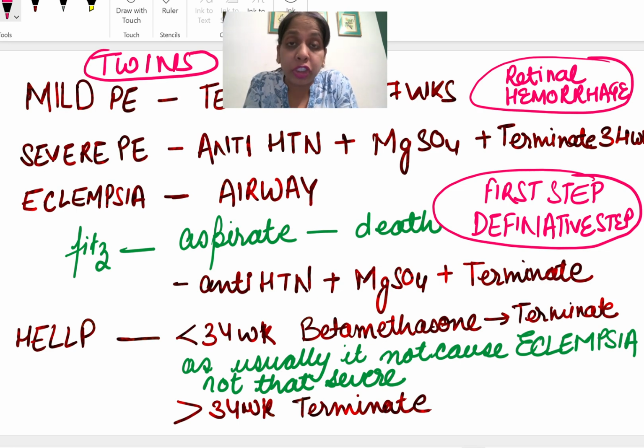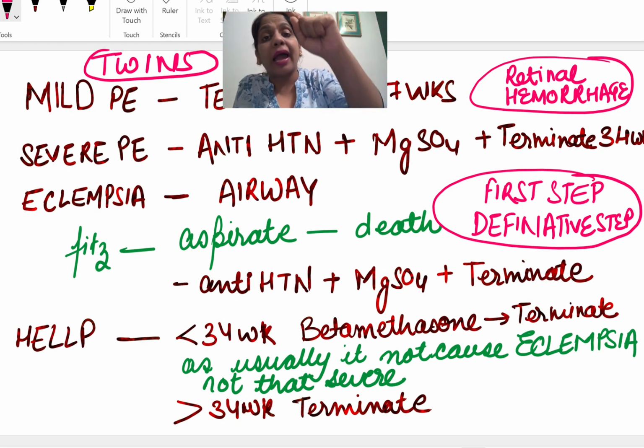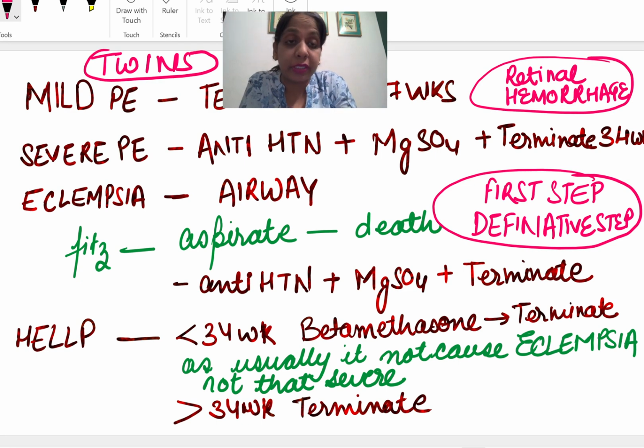When the question comes, first step in eclampsia, your answer should be maintain the airway. What is the definitive step in eclampsia? It is termination of the pregnancy, because the root cause of preeclampsia and eclampsia is spasm of the spiral arteries, which will be removed only if the placenta is removed. So the definitive step is to remove the placenta, that is, terminate the delivery or the pregnancy.